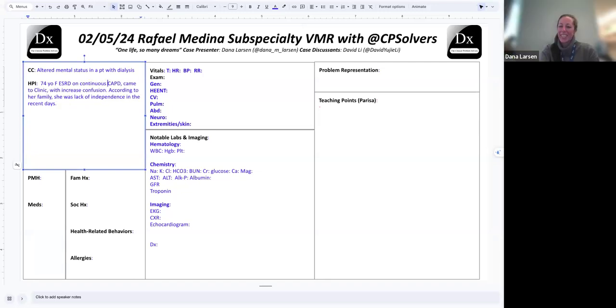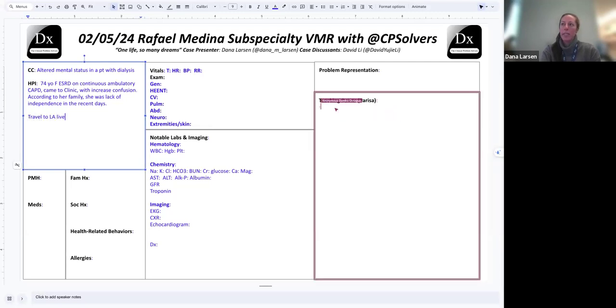Awesome. Thanks, David. Okay, I'm going to give the rest of the HPI, and then I'll pause after that. She was sent in by her family, essentially, because of the lack of independence with her PD recently. In her history, she had recently traveled to Las Vegas from San Francisco. She lives in San Francisco, and she had been there for a couple of weeks visiting family. When she returned, her other family here noticed that she was more forgetful, and they described that as her forgetting to do some of those dialysis exchanges during the day that David was talking about, when usually she's very compliant with her peritoneal dialysis, doesn't miss any sessions, is good about taking all of her blood pressure medications and so forth.